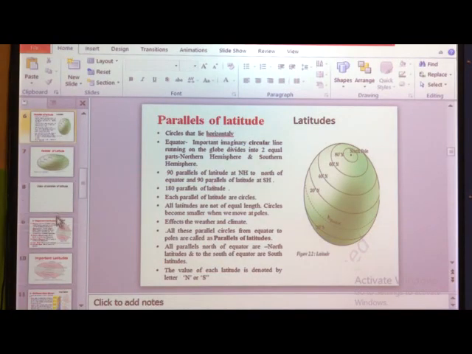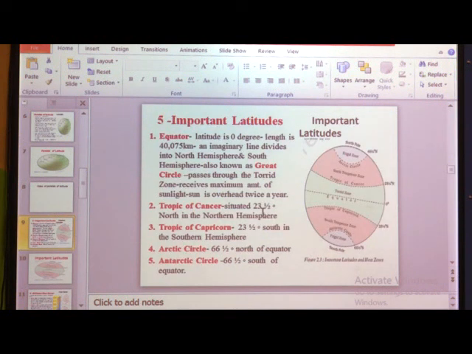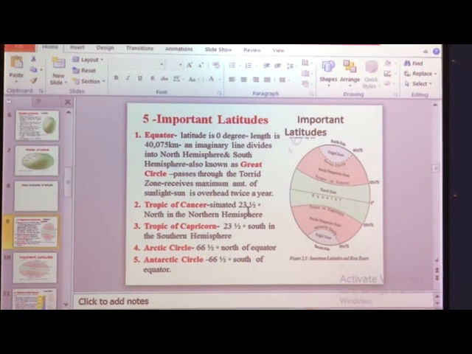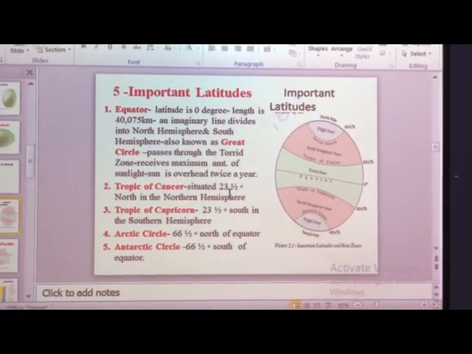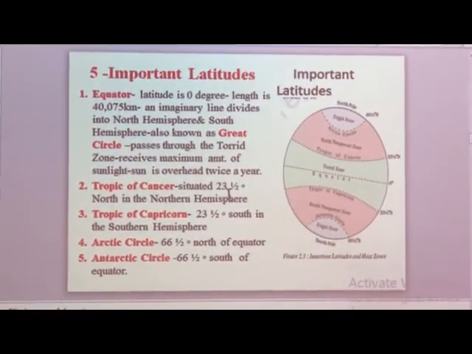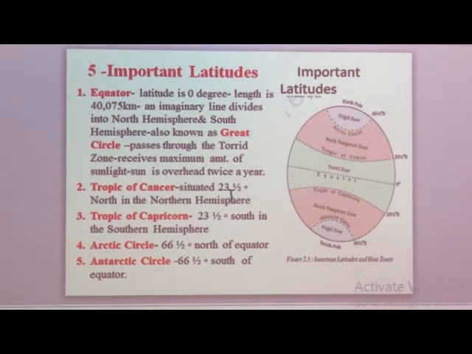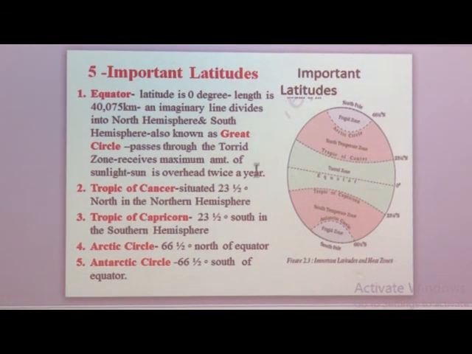So children, we have seen the video of parallels of latitudes. Now we will come to know some important latitudes. There are 5 main latitudes on the globe. So what are these 5 important latitudes, children? The first important latitude is the equator. This is the most important latitude. Its measure is 0 degree.